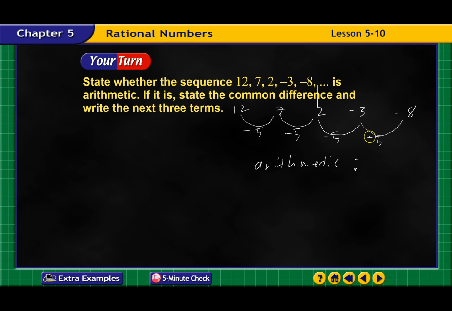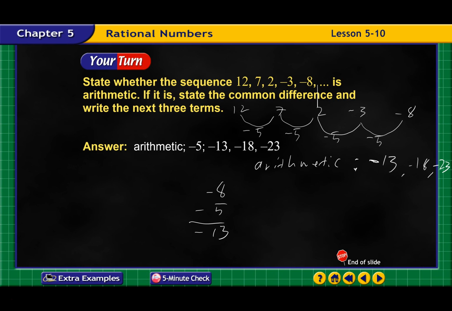And my next three terms are going to be negative 8 minus 5 would be negative 13, minus 5 more would be negative 18, and negative 23. Oh, arithmetic, state the common difference. You might even just do CD to give me that. CD would be negative 5, and then the next 3 you could write below that and then underline them. That's what I would do. I think that would probably be the easiest way.